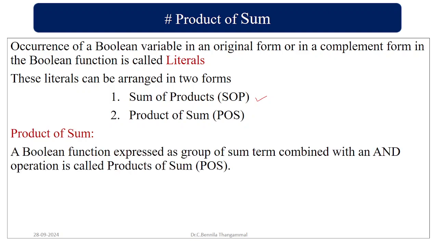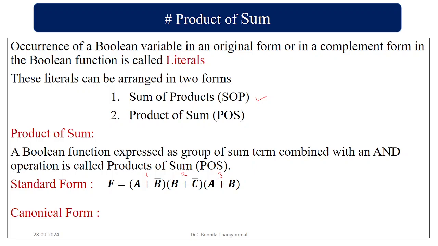So a Boolean function expressed as a group of sum terms combined with an AND operation is called product of sum. So the sum terms will be grouped using an AND gate, that is called a product, right? So the standard form is, here this is going to be one sum term, this is going to be the second sum term, this is going to be the third sum term. Using the AND gate we are just multiplying, so the product of the sum terms is called POS.